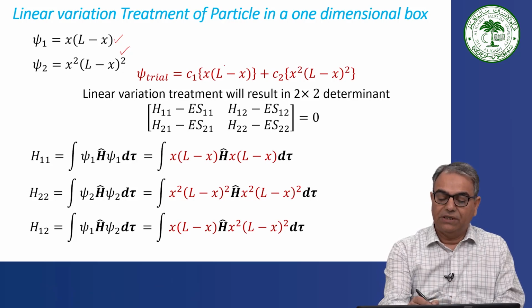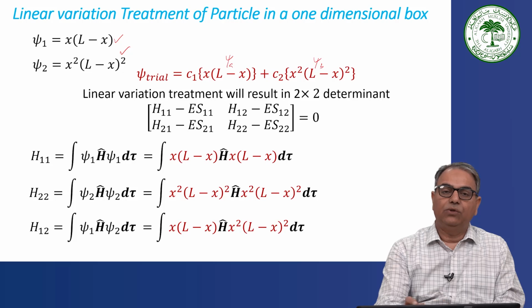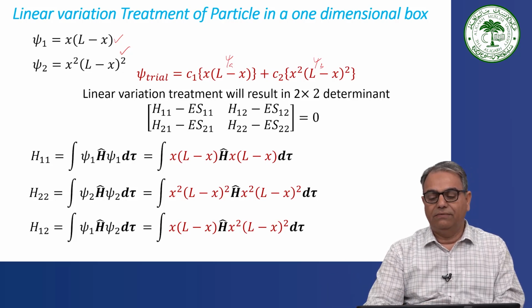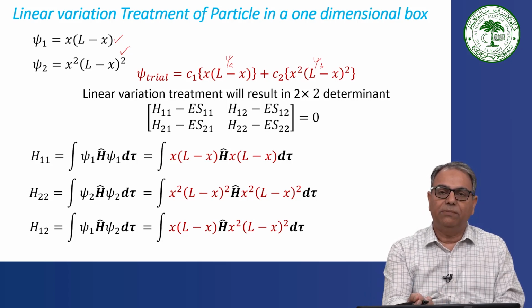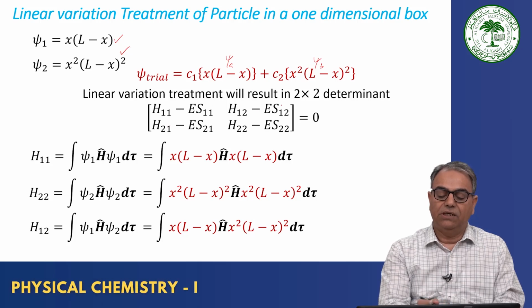One of the functions, your psi A, is this one, and your psi B is this one, no? Psi 1 and psi 2 I have written. So, without going into the details of how to get the secular determinant, since it's a two-function case, you will get a 2 by 2 determinant, and you can write H11 minus ES11, H12 minus ES12, and H21 minus ES21, H22 minus ES22.